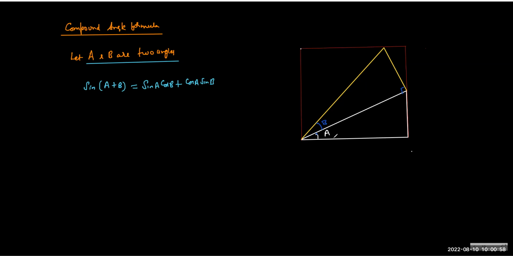Okay, so now this is a triangle. And what are we looking for? We're looking for sine of A plus B. So if I just name it O, A, B, C, D, anything else? That's sufficient.